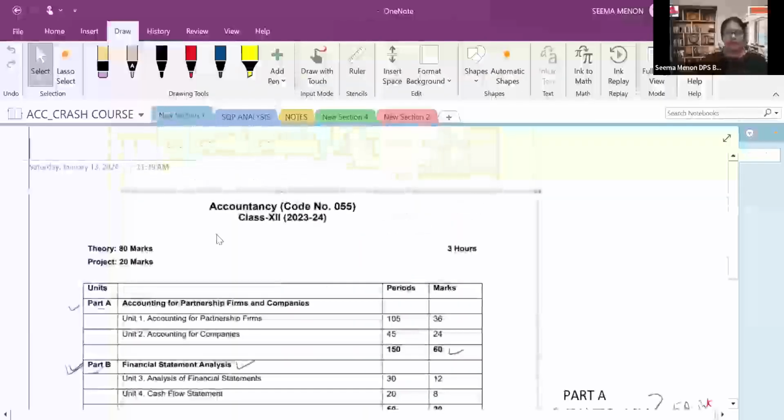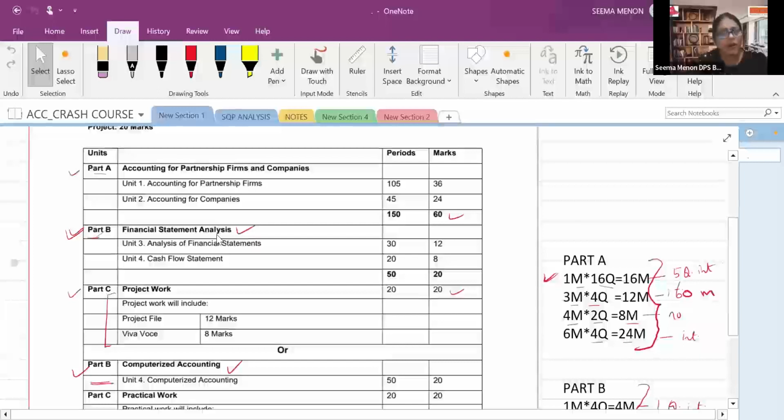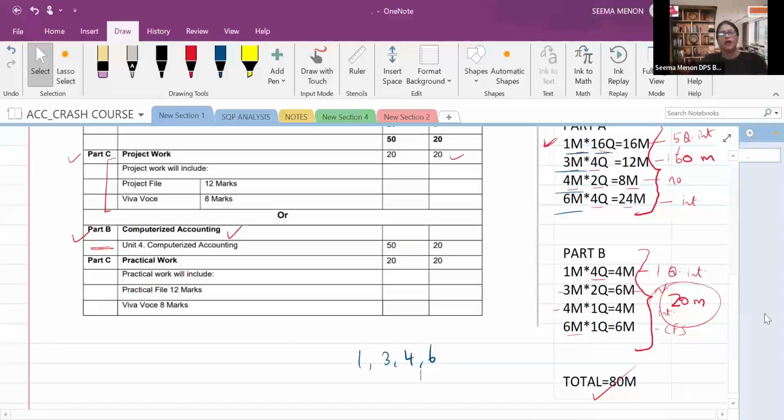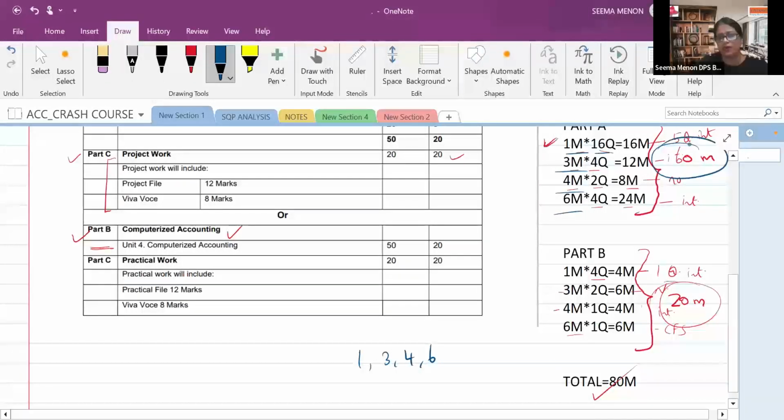So again, let's recapitulate. We started the session with the marking scheme. The marking scheme is the framing of this sample question paper. Before that, we discussed the question paper pattern: 1 mark questions, 16 questions in part A, then 3 marker, 4 marker. The major ones are 1, 3, 4, 6. In BST also it is the same, 1, 3, 4, 6. Accountancy is also the same, but in accountancy there is part A and part B. Part A covers 60 marks and part B covers 20 marks. So this 20 marks means there are only 2 chapters.